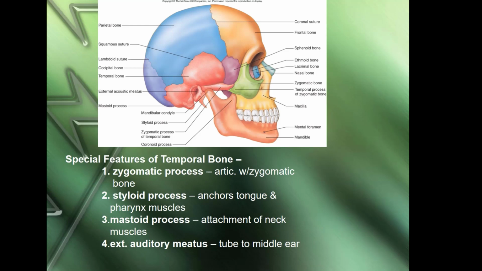We have special features for each bone in the skull. We have special features of the temporal bone. What do we mean by special features? We mean parts of the temporal bone: we have a zygomatic process, a styloid process, a mastoid process, and an external auditory meatus. These are the 4 adaptations or modifications of the temporal bone, and each one has a special function.